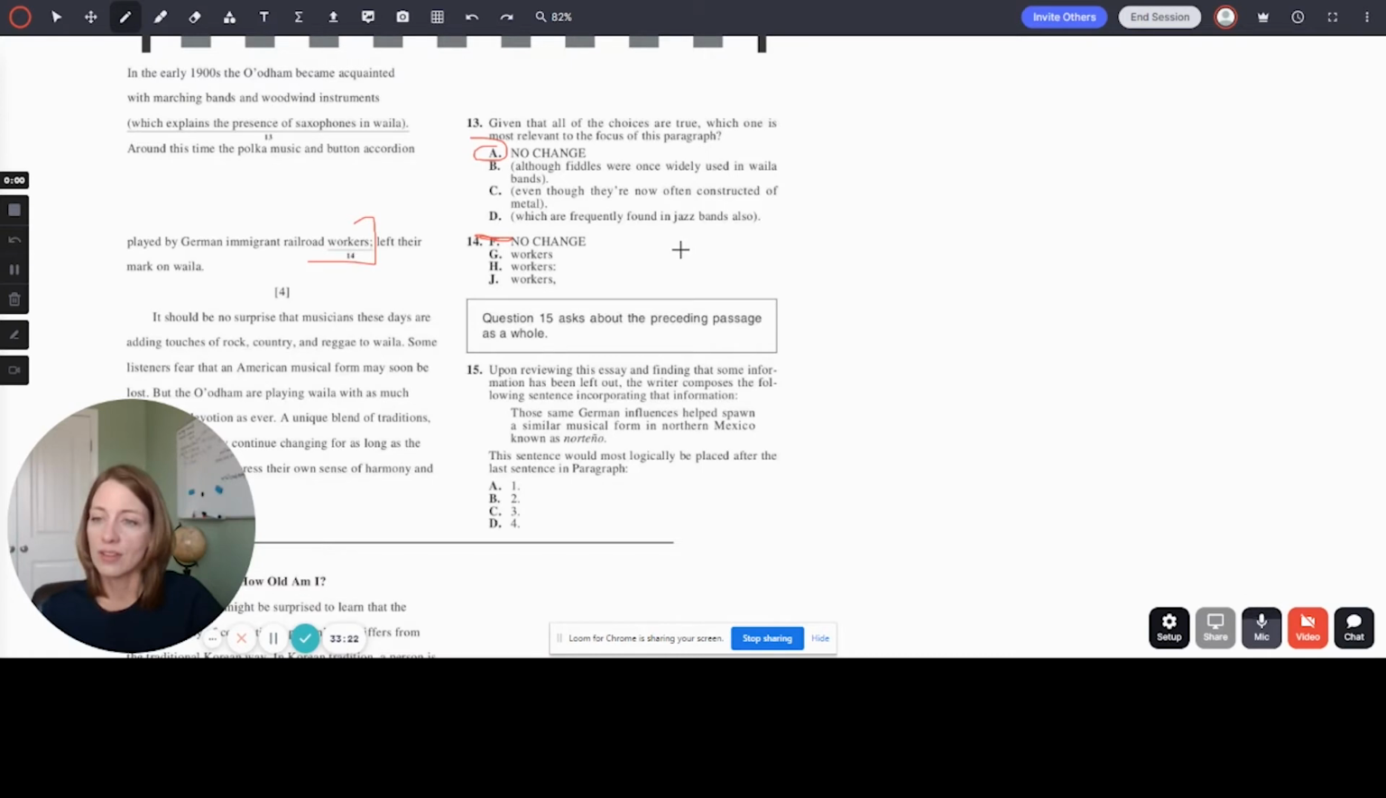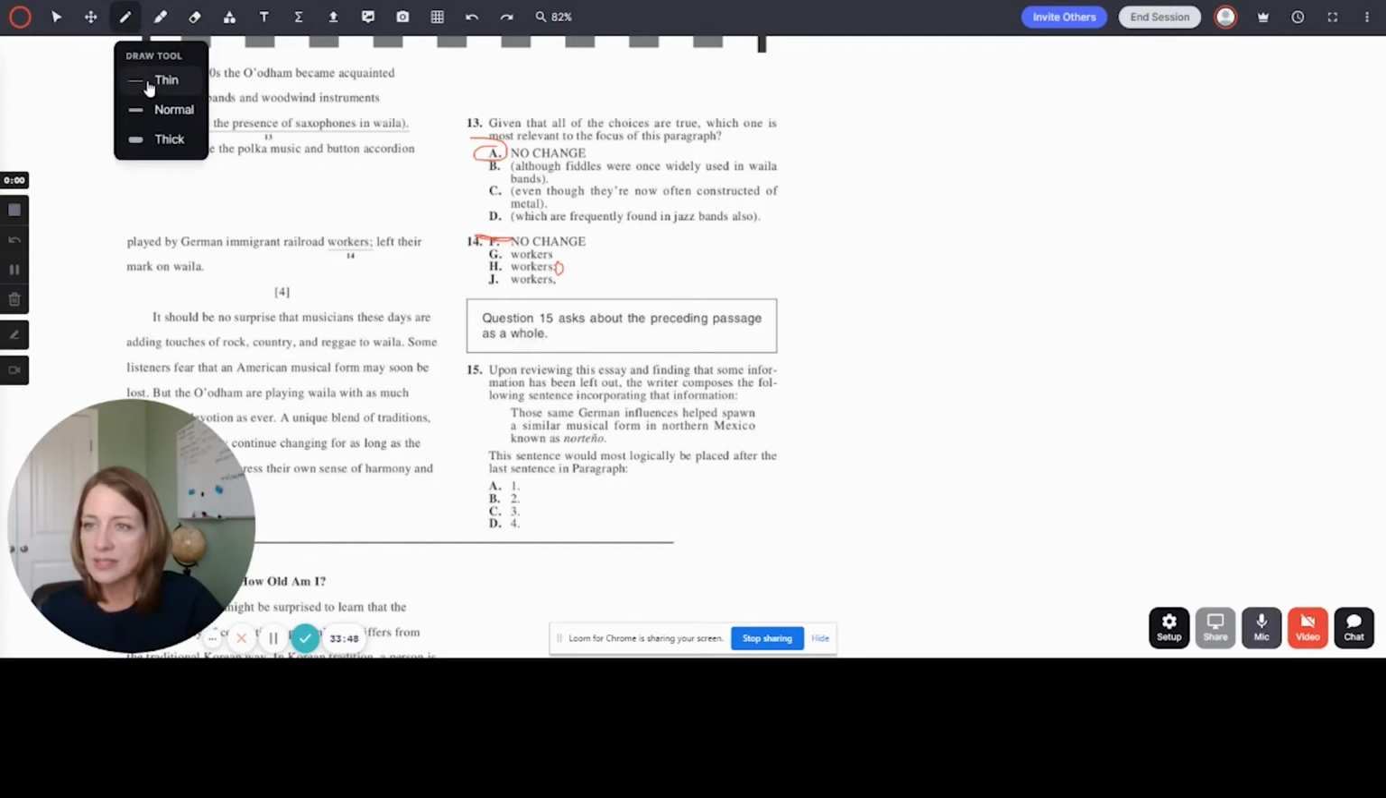Workers left their mark. Workers is your subject and left is your verb. So we can't use a colon, because the left side has to be an independent clause, and it's not. You're separating, you're messing up this little clause here. So that's no good. Can't separate that clause with a colon.